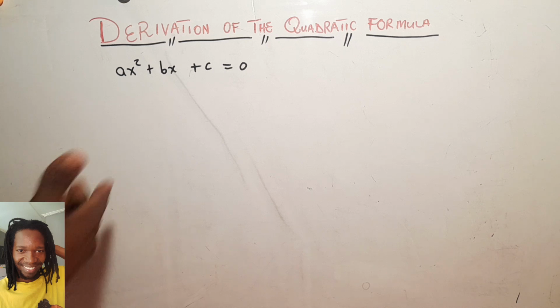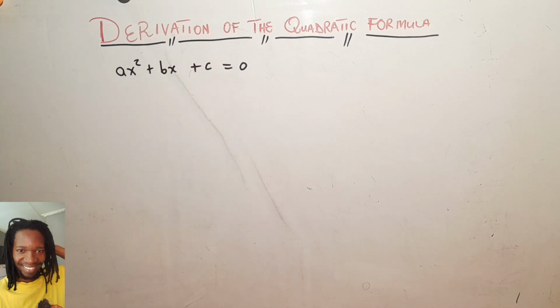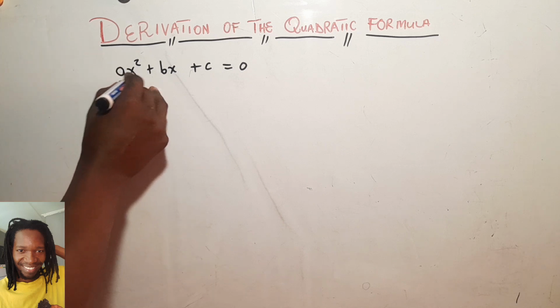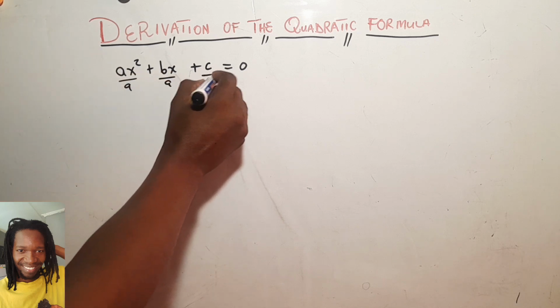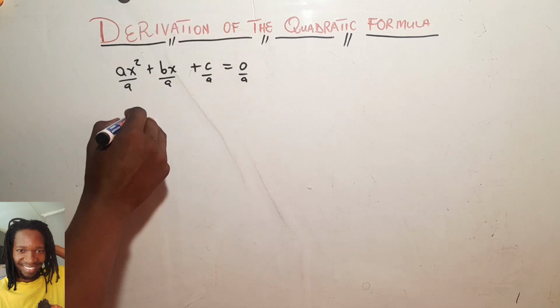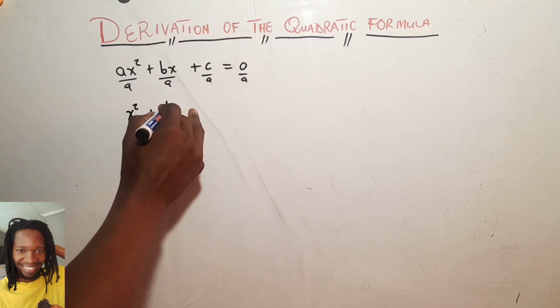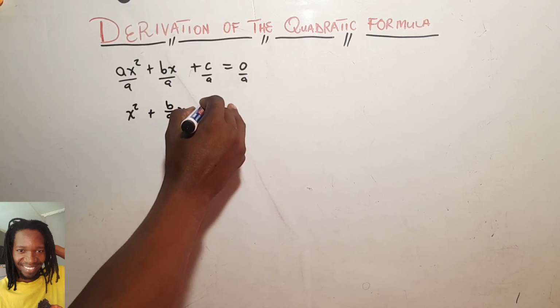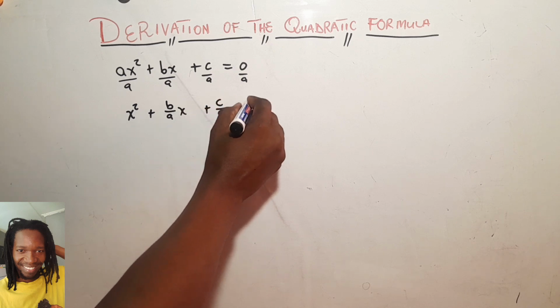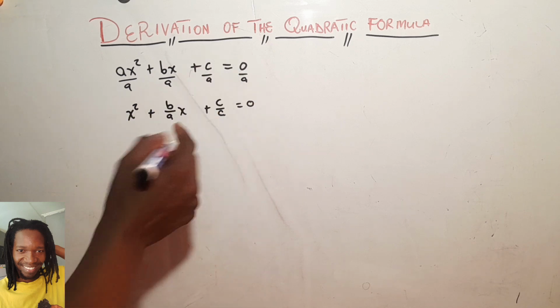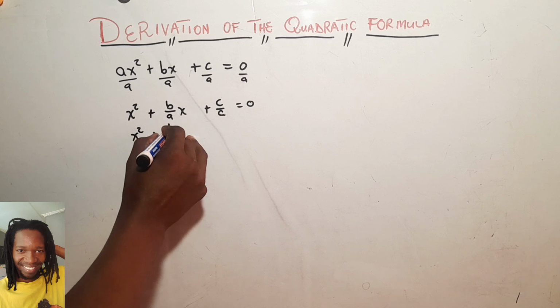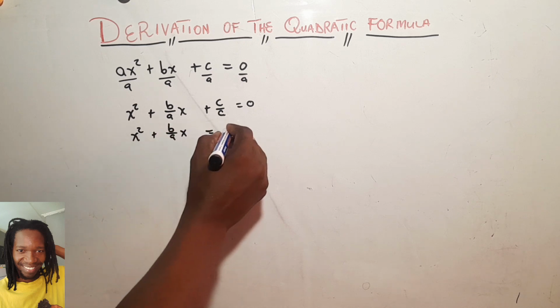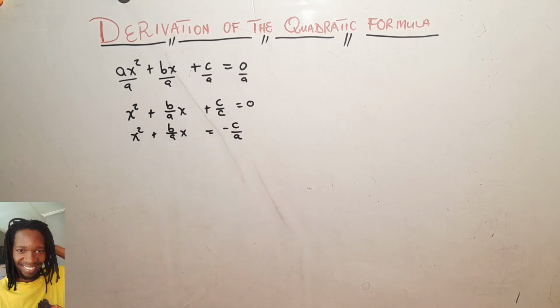Firstly, we can divide throughout by a so that our x squared can become positive 1. So if we divide by a, divide by a, divide by a, divide by a as well, this becomes x squared plus b over a x plus c over a equals to 0. And we can take c that side, so x squared plus b over a x equals to negative c over a. So obviously we solve this using completing of the squares.